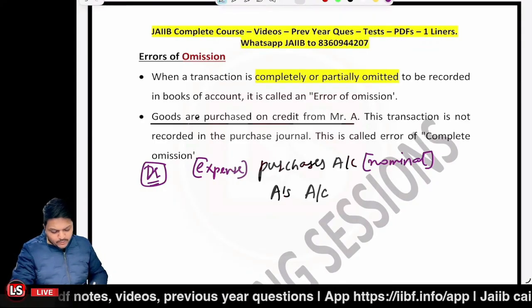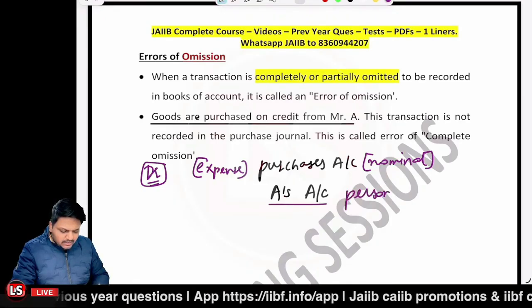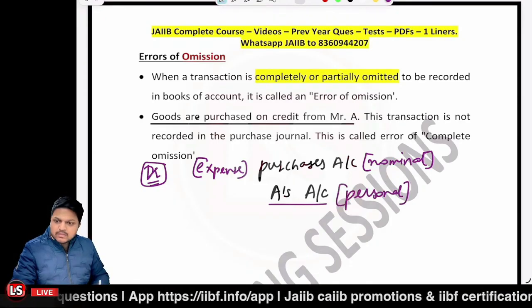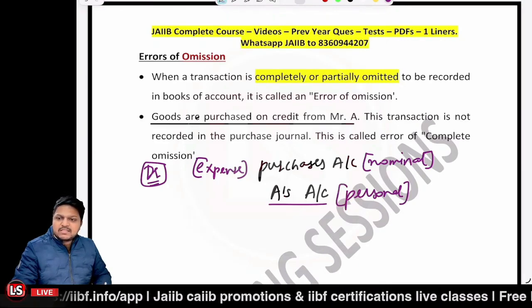So what is the golden rule for a personal account? A's account is a personal account. So is this account to be debited or credited? Debit the receiver, credit the giver.